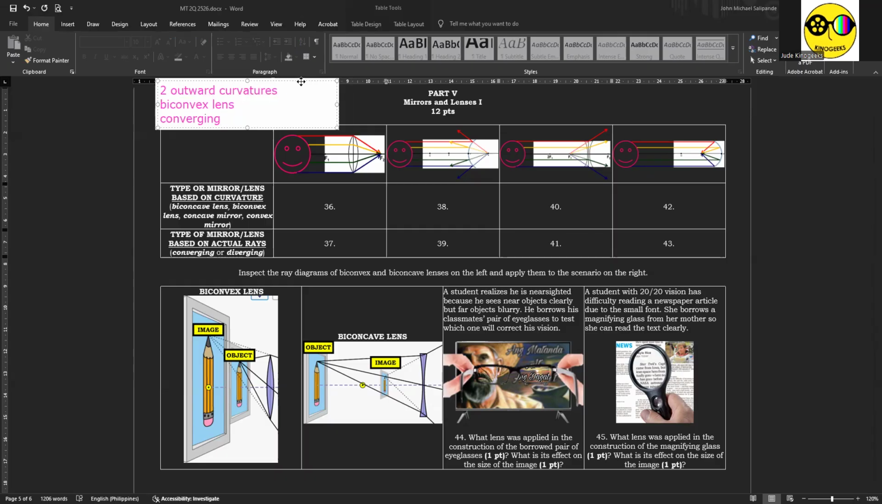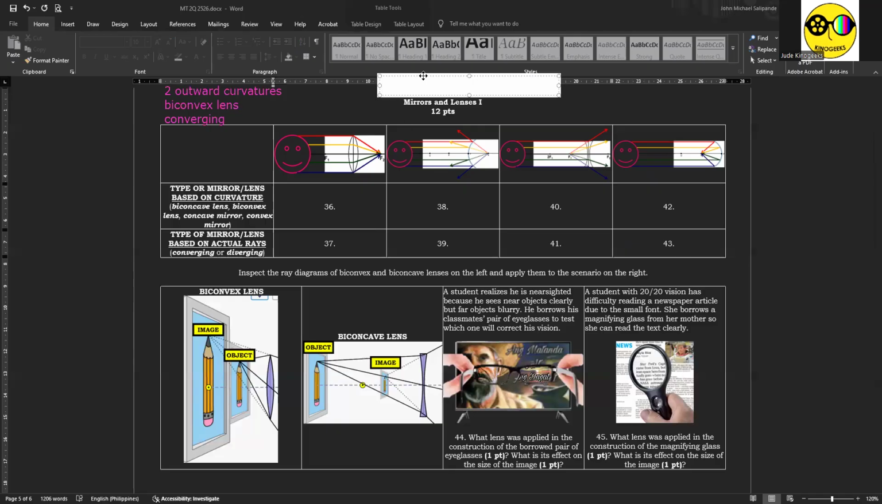Okay? Let's proceed to 38 and 39. So, this is a mirror because there's only one reflective curvature. And the curvature happens to be outward as well. If it only has one outward curvature, then therefore that mirror is considered convex.